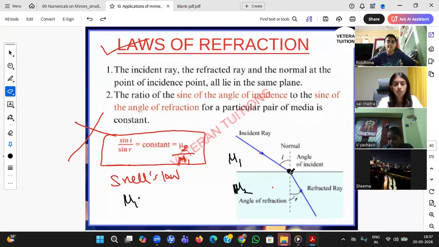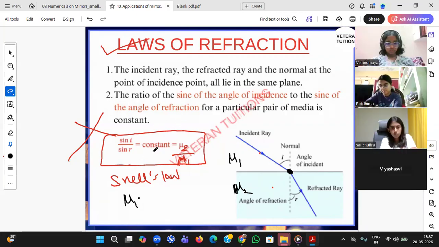At the point of incidence, I'm asking you to apply Snell's law. Are you there, Shima? Yes, sir. Sir, can you repeat? The laws of refraction, the second law, what is this? This one. But I have explained that law through Snell's law. So now I'm asking you to apply Snell's law at this point of incidence.